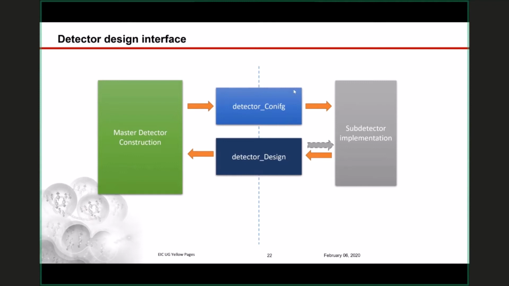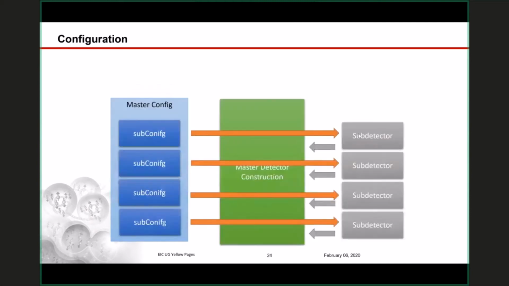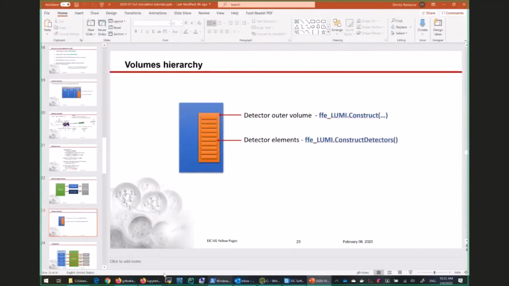They communicate with fields of this detector config. We will go into this in detail. The subdetector creates its internals in these detector design files. If you remember, I showed this picture about the nested volumes hierarchy, right? I said that each detector has an outer volume and then has all elements in this volume. So usually this construct method, which is the first of two methods, is used just to create the outer volume for the detector. And this construct detectors method is used to create all internals of the detector if it's actually needed. So knowing this, let's go back and make some changes.